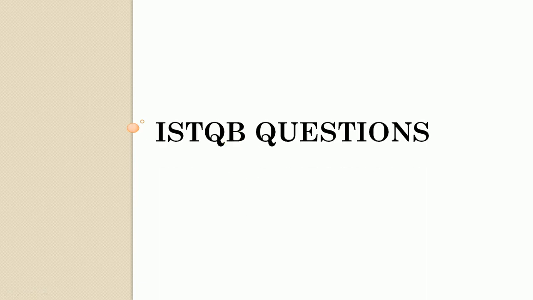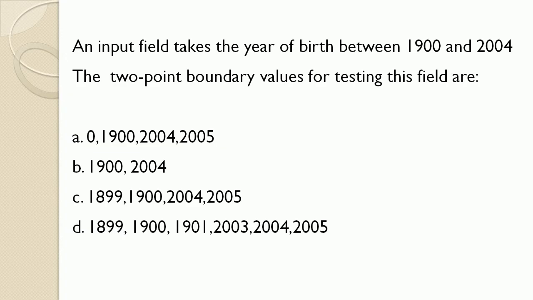How to solve ISTQB questions based on a scenario. So guys, be ready. Now the first question for you: an input field takes the year of birth between 1900 and 2004. Then the 2-point boundary value analysis for testing this field are, you need to identify, okay, 2-point boundary value analysis.